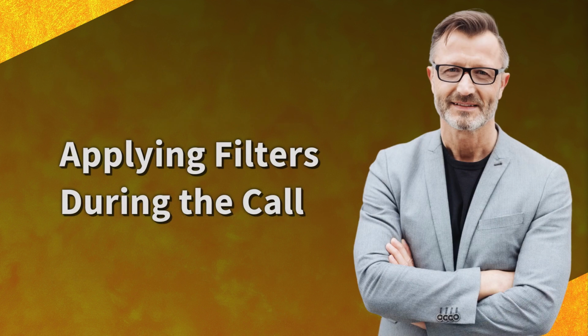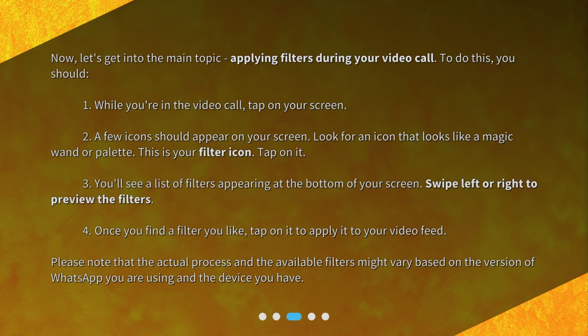Applying filters during the call. Now, let's get into the main topic, applying filters during your video call. To do this, you should: 1. While you're in the video call, tap on your screen. 2. A few icons should appear on your screen. Look for an icon that looks like a magic wand or palette. This is your filter icon.